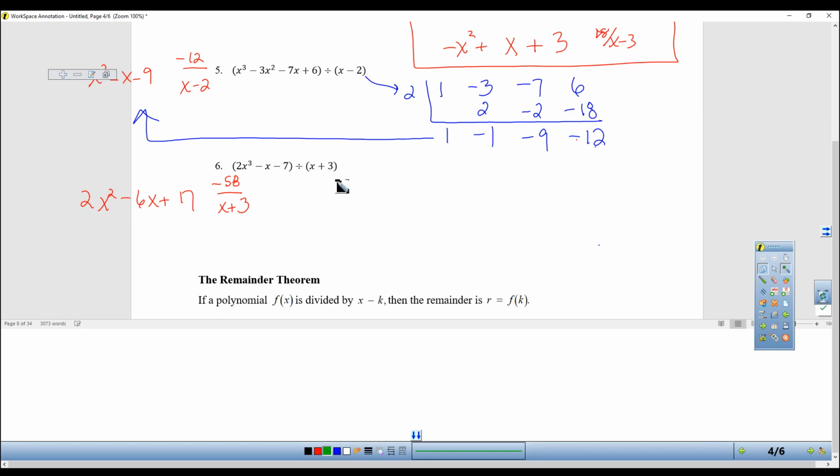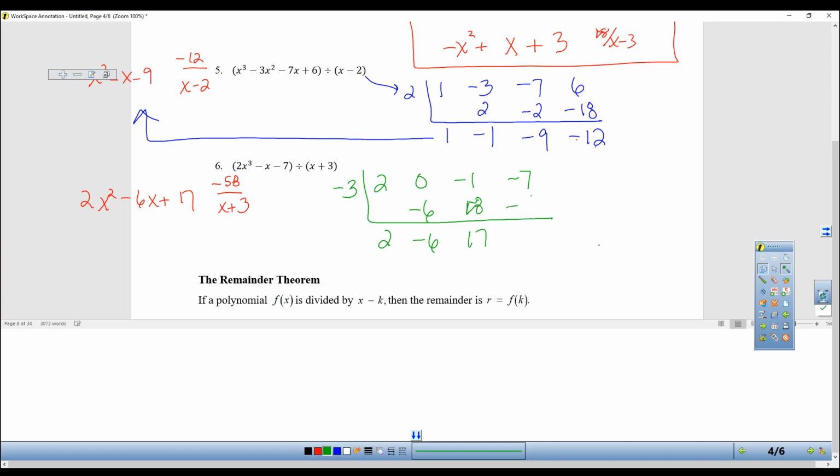Last one. I always put the opposite of this number in this box, and then the coefficients. 2. Did you catch it? 0. If you're coming back to watch this video because you got this one wrong, that might have been the reason why. Add, multiply, add, multiply, add, multiply.